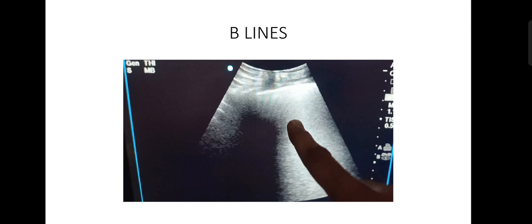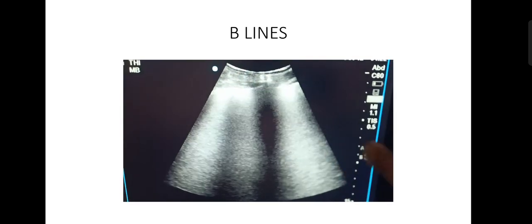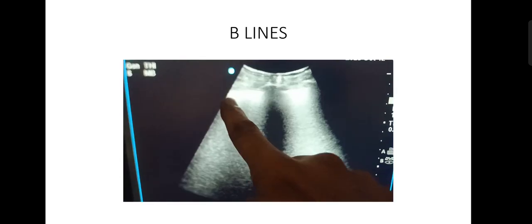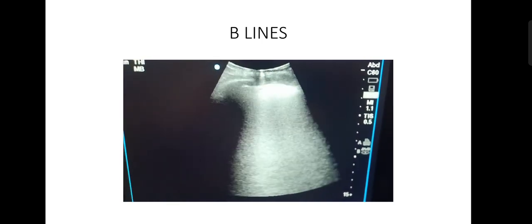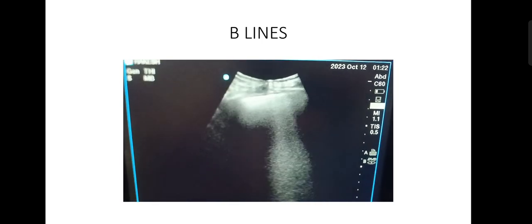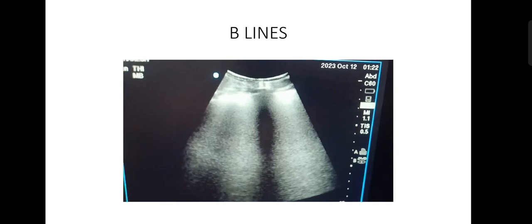I'll just show you in this video how the diffuse B lines look. So you can see the entire lung looks very bright, almost diffusely white. This is a patient who had cardiogenic pulmonary edema. So lots of lines which have actually become confluent.